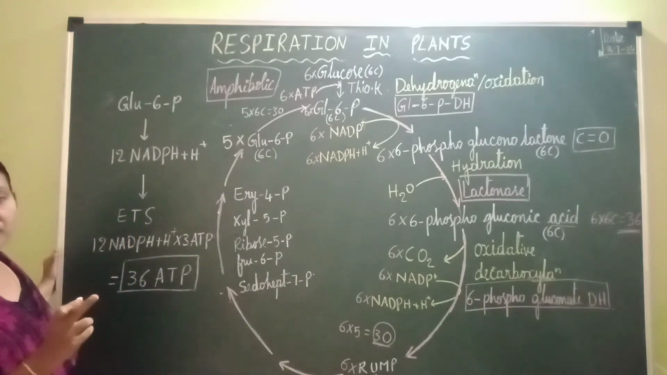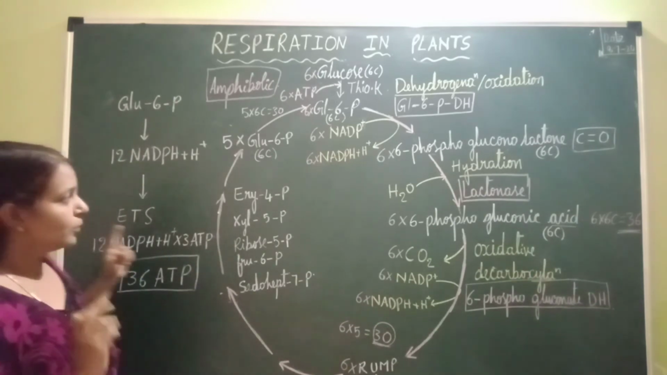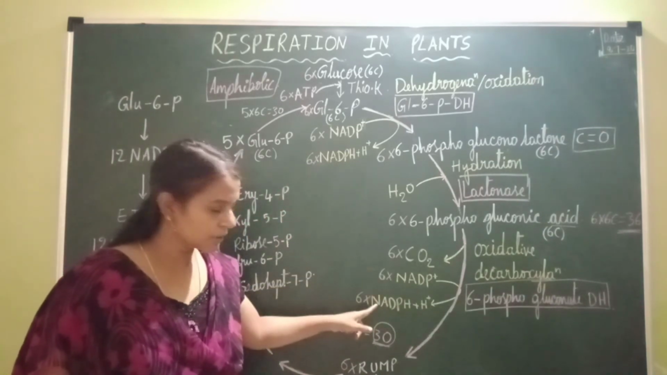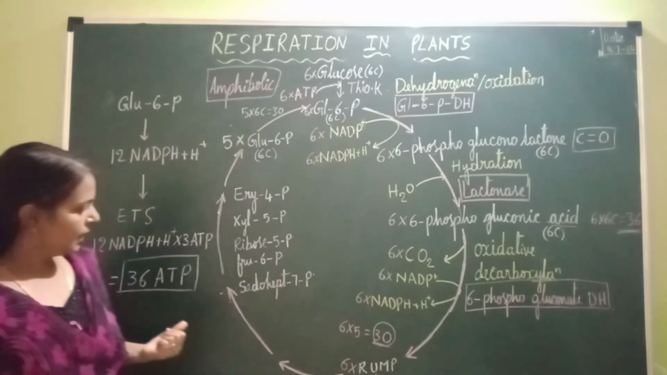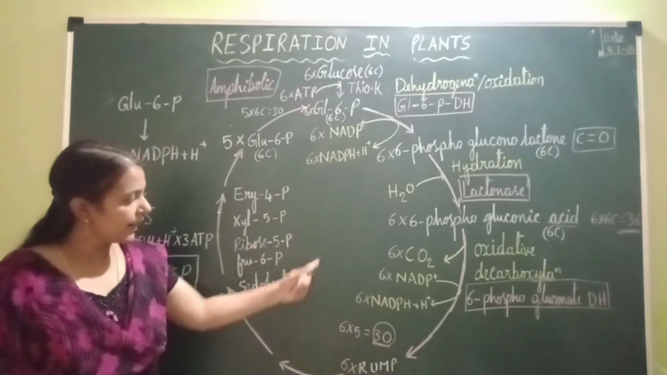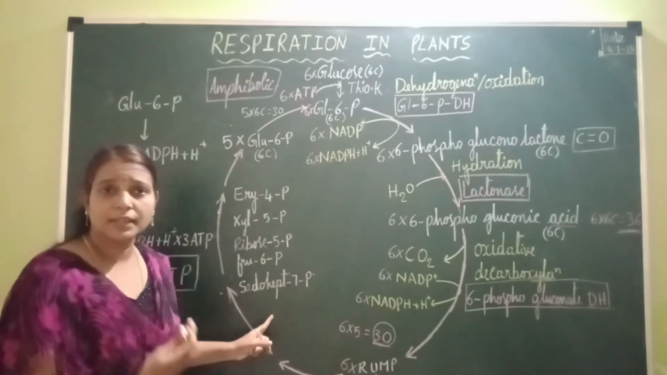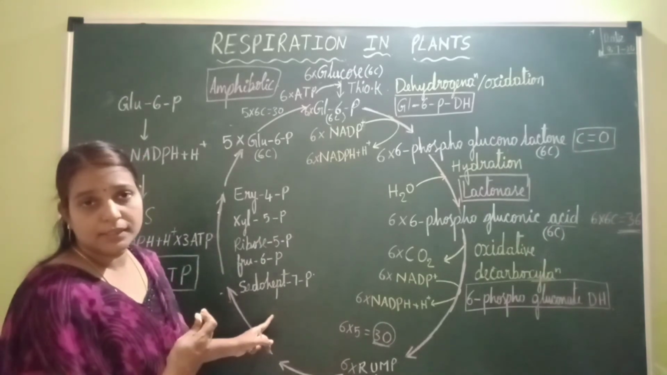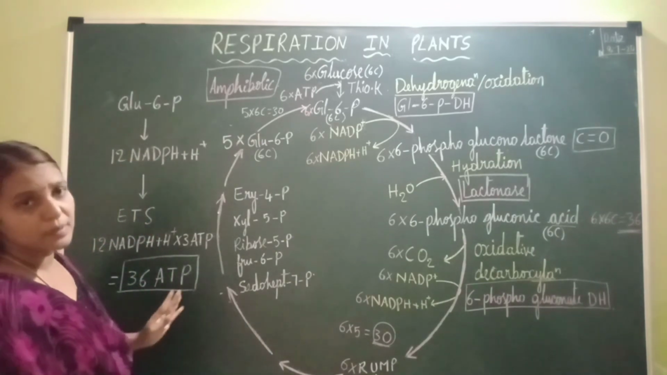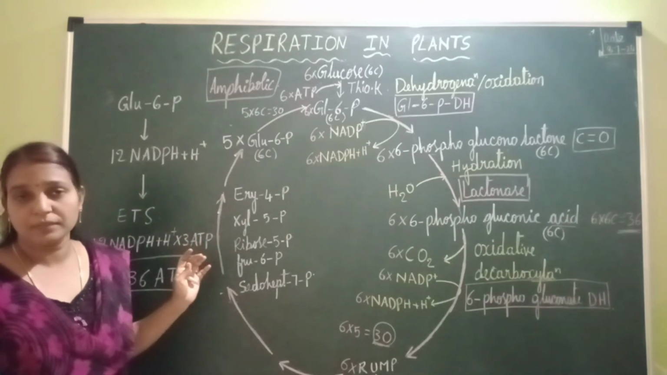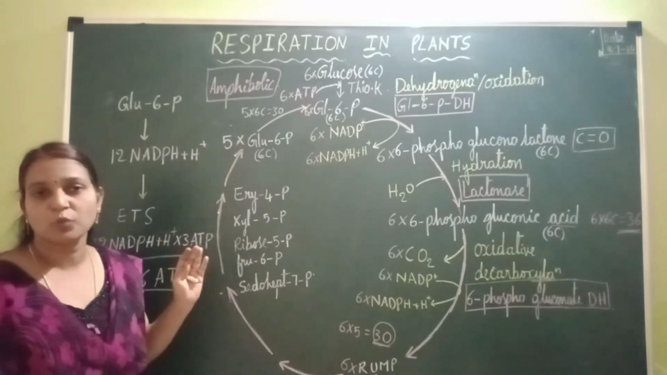But the main aim of this pathway is not the synthesis of ATP. Its main aim is to synthesize NADPH plus H plus, which are required for reduction reactions that occur inside the cell. The other aim is to provide intermediates required by the cell as precursors for the synthesis of other biomolecules. So this is all about the PPP pathway. Hope you understood, and in the next video I will explain the significance of this pentose phosphate pathway.